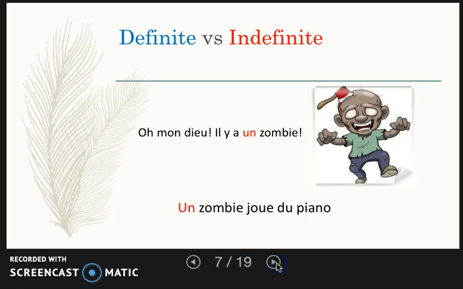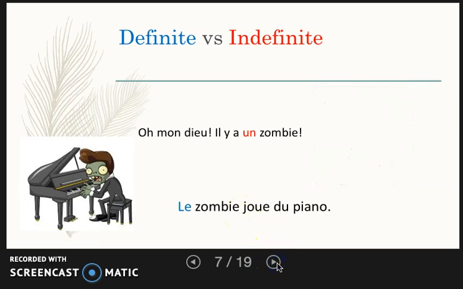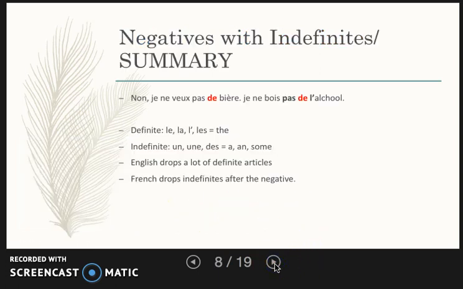Whereas, if I then add to that same conversation, un zombie joue au piano, or du piano, all of a sudden I have two zombies because I have two undefined zombies. Now, we probably don't want two zombies, so we could take out that un zombie and we can replace it with le zombie. Now, all of a sudden, I only have one zombie. I introduced it with an indefinite, and then I defined the zombie I was talking about by using the. Le zombie joue du piano. Now, let's summarize really quickly.